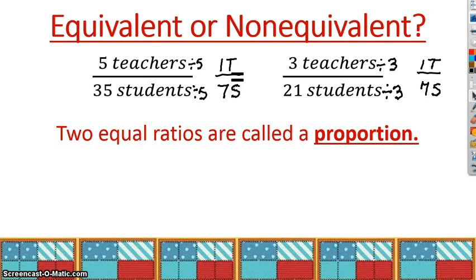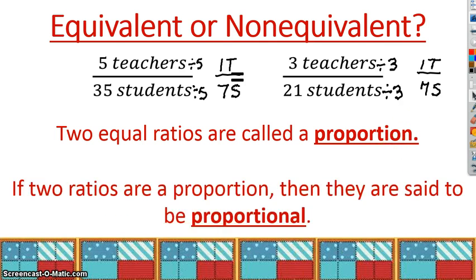2 equal ratios are called a proportion. So a synonym for the word equivalent is proportion. If 2 ratios are a proportion, we can use a suffix to say they are proportional.